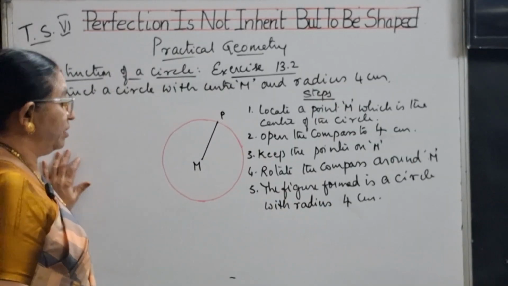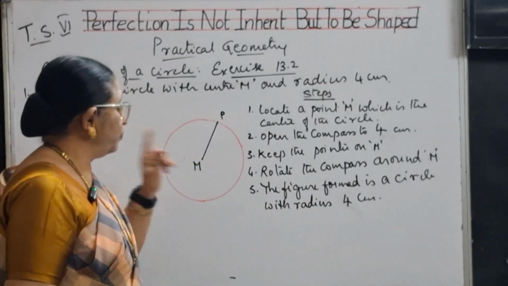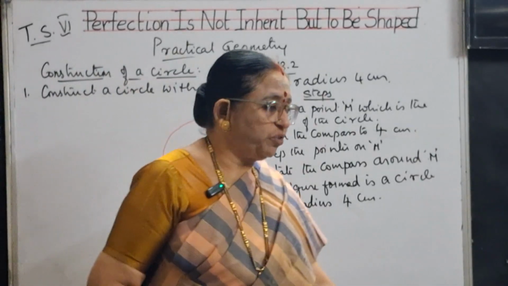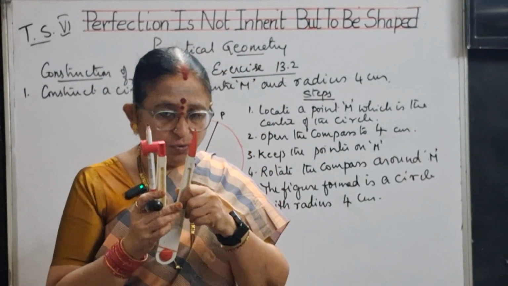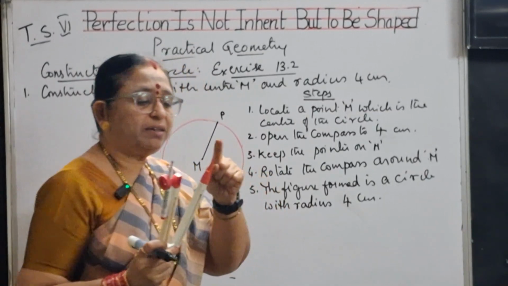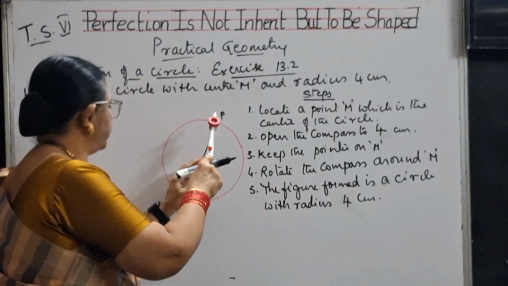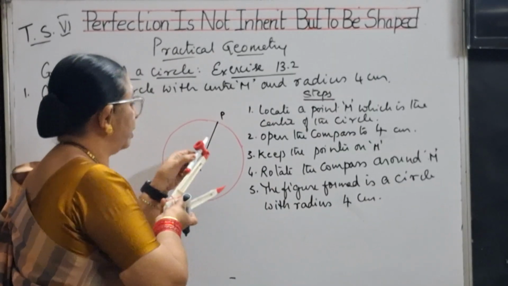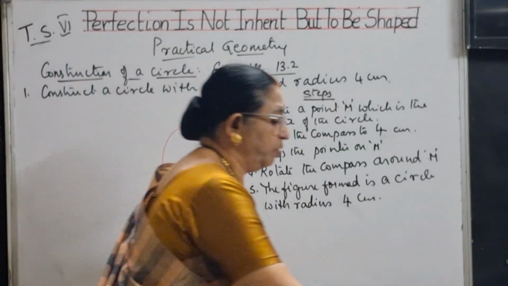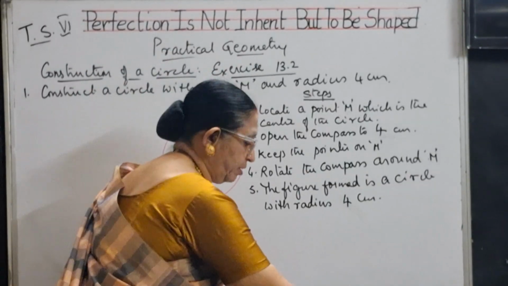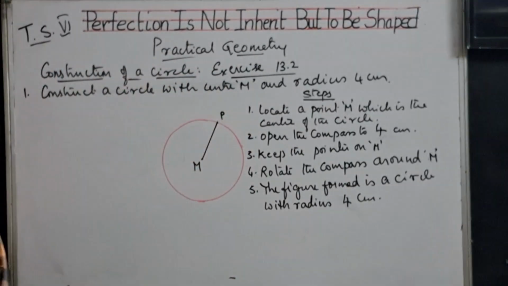So I hope I am clear, children. What you have to do? You have to first locate a point M and you have to open your compass up to 4 centimeters, and this pointer should be kept at M, and you have to rotate the compass around it, so that you will be getting a circle of radius 4 centimeters. So this is the construction of first problem, children. Note it down.